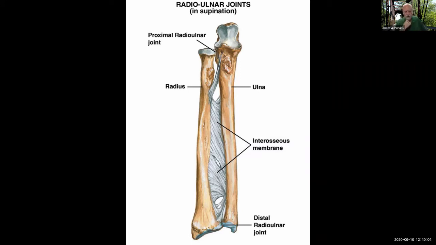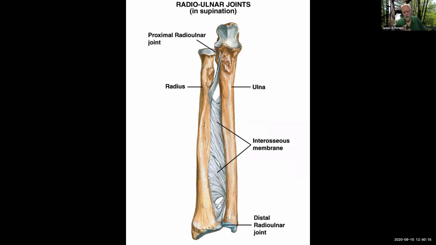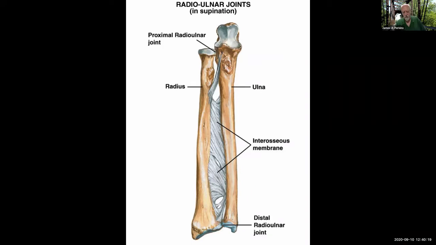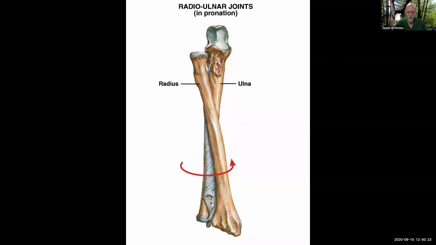Down at the distal end of the ulna and radius is what's called a distal radio-ulnar joint. And you'll see on the next slide the kind of motion that occurs here. But at this distal radio-ulnar joint, the entire distal end of the radius crosses all the way over to the other side of the distal end of the ulna. I'll jump ahead just so you can see that more clearly.